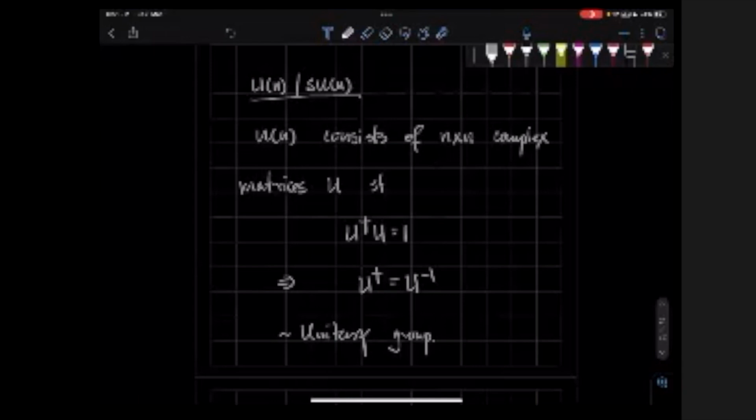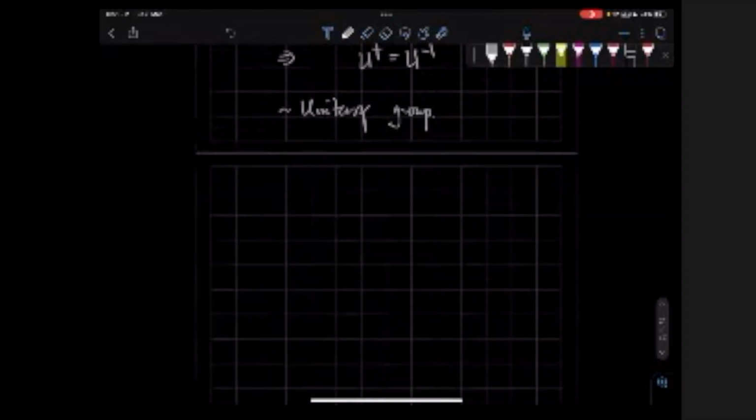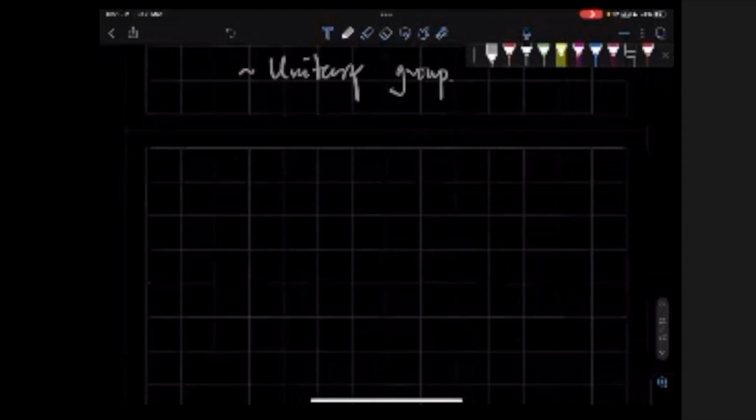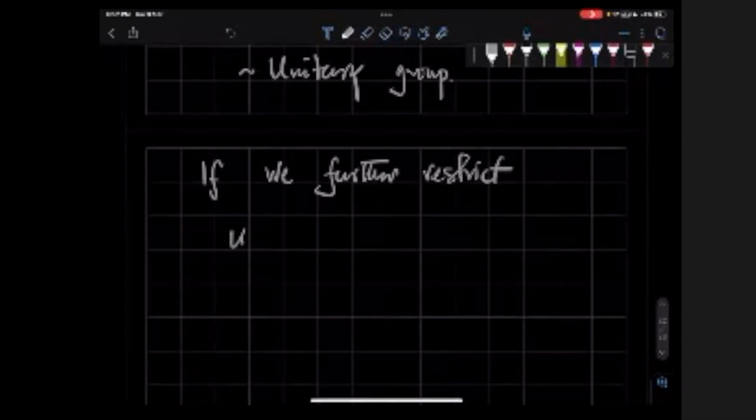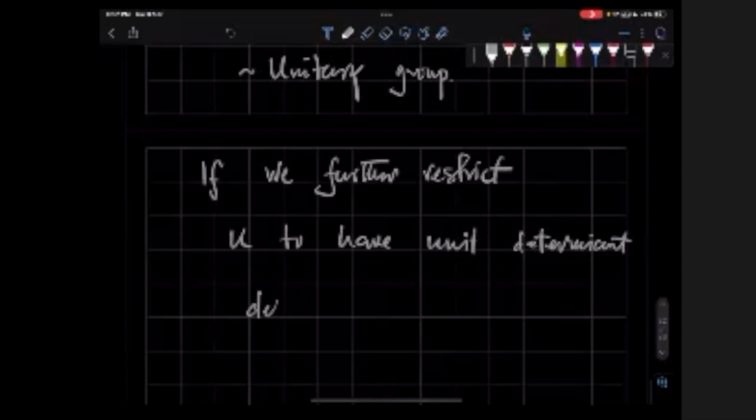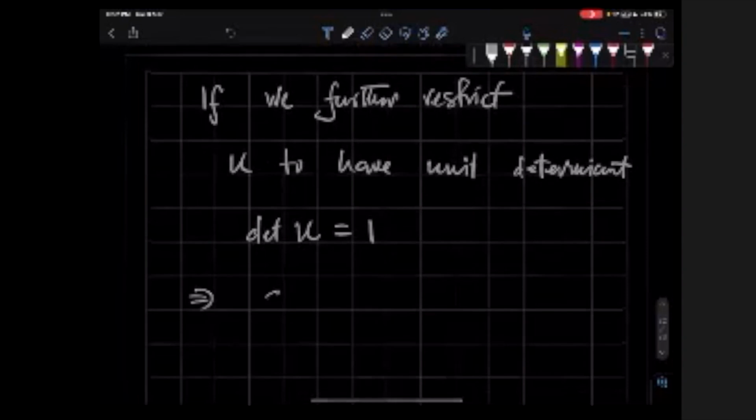Okay, so this is UN, and if we further restrict U to have unit determinant, so determinant of U is 1, then we call that SUN, special unitary group of n by n matrices, okay?